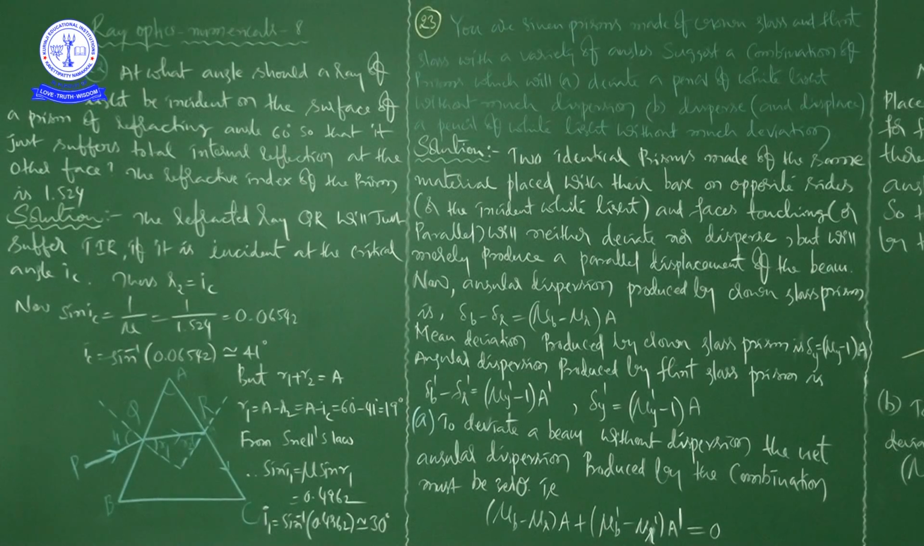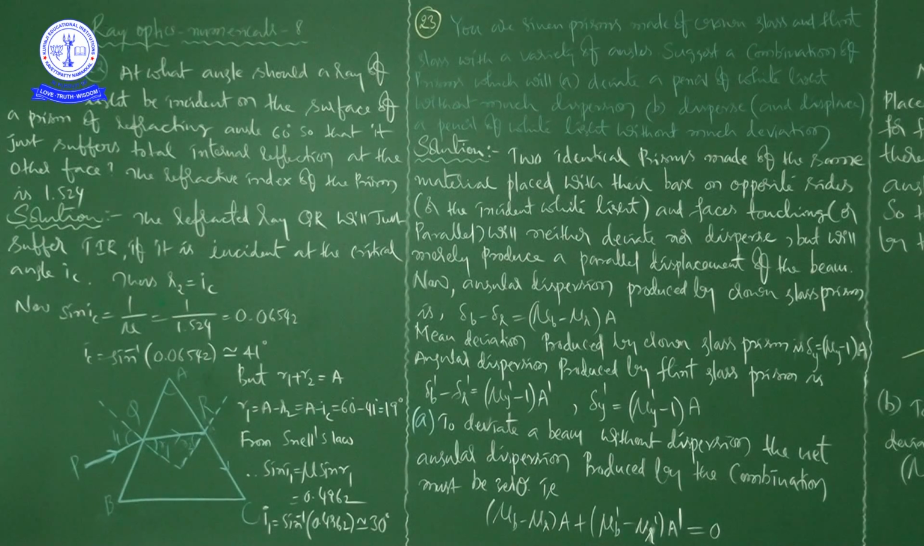So at what angle should a ray of light be incident on the surface of a prism of refracting angle 60 degrees, so that it just suffers total internal reflection at the other face? The refractive index of the prism is 1.524. Here he is asking us to find the angle of incidence. You know that the angle of incidence is the angle between the incident ray and the normal, right? So that we have to find here.